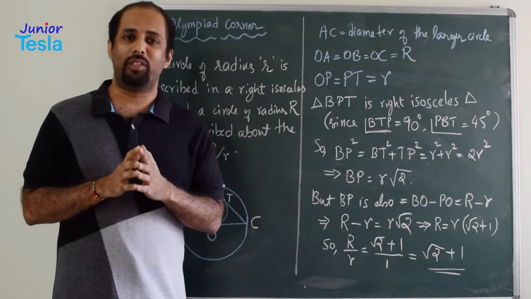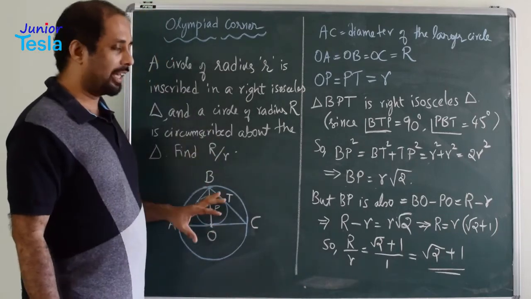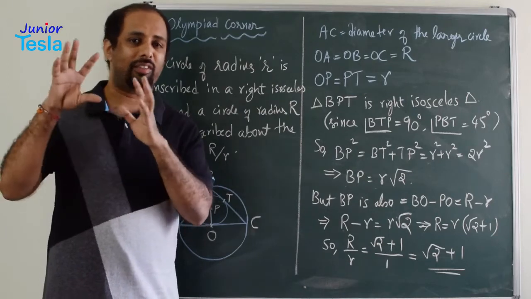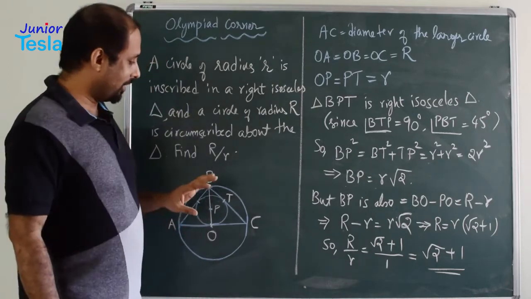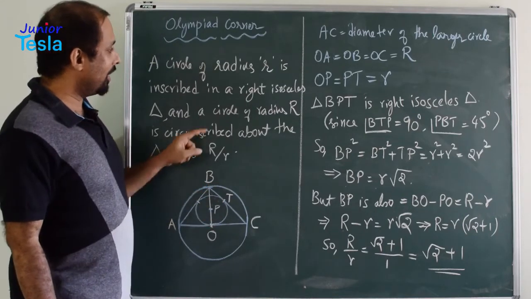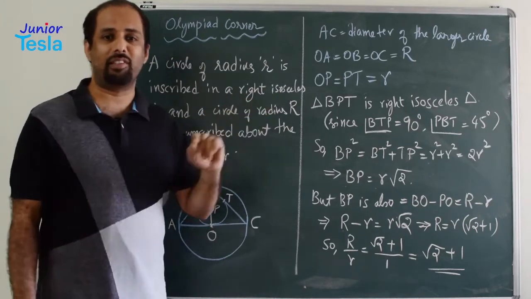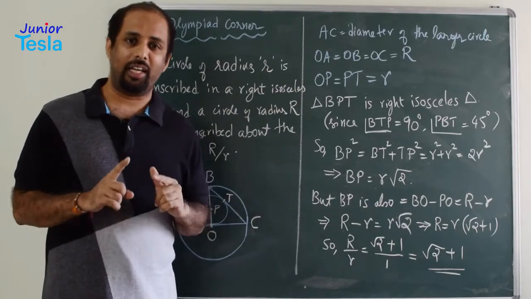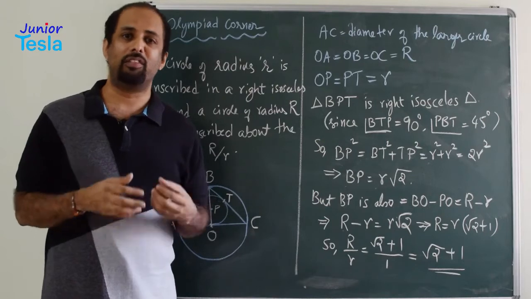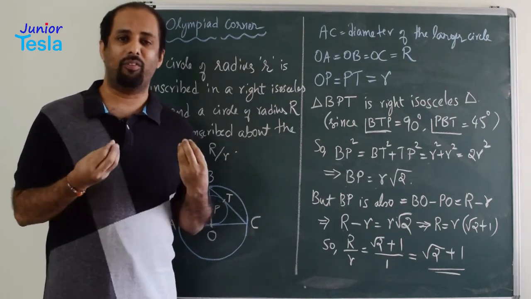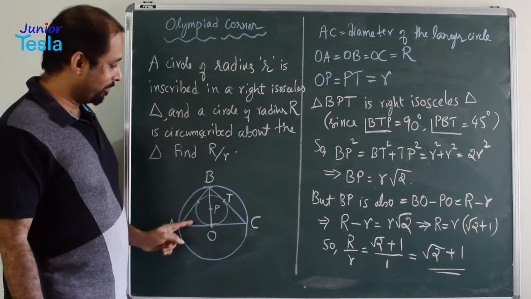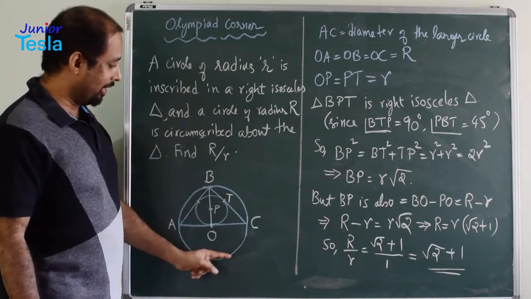First thing we have to do is draw one proper diagram, and whatever information is given in the statement has to be transferred into the diagram itself. So here they have told that it is a right isosceles triangle. So it is a right angle triangle and also an isosceles triangle. So two sides are equal, which means two angles are 45 degrees and one angle is 90 degrees. So we have drawn the triangle here, and then we have drawn the circle.